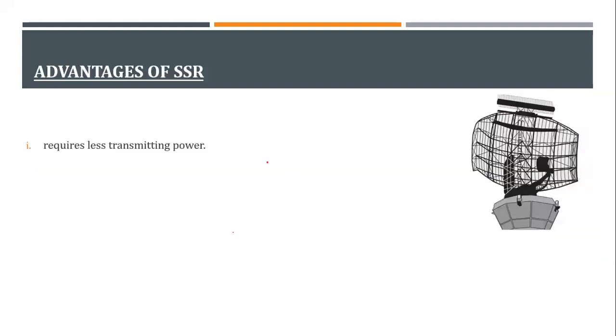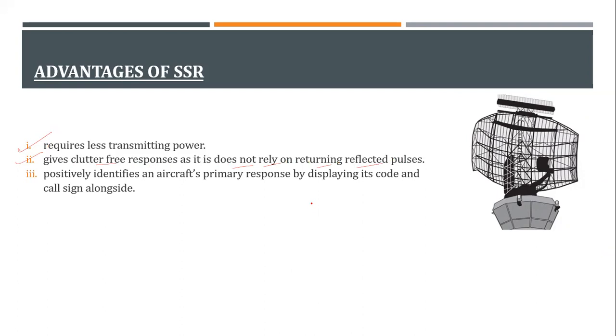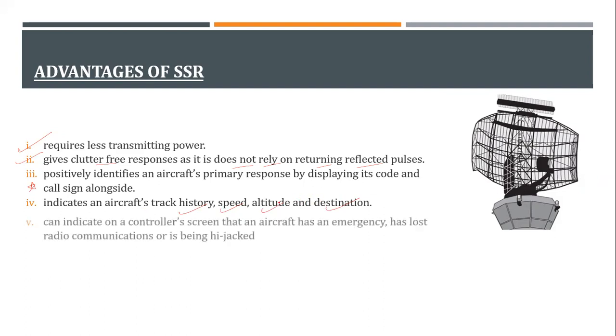What are the advantages? As we know, it requires less power, gives clutter-free responses, as it does not rely on returning reflected pulses. It positively identifies an aircraft. That's the most important thing. It indicates an aircraft's track history, speed, altitude, and destination. You will see there are different types or modes of the SSR which have this feature.